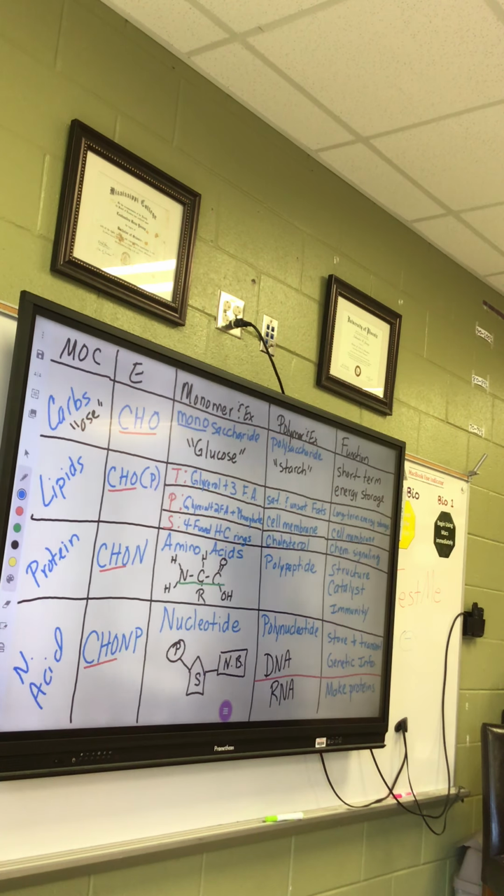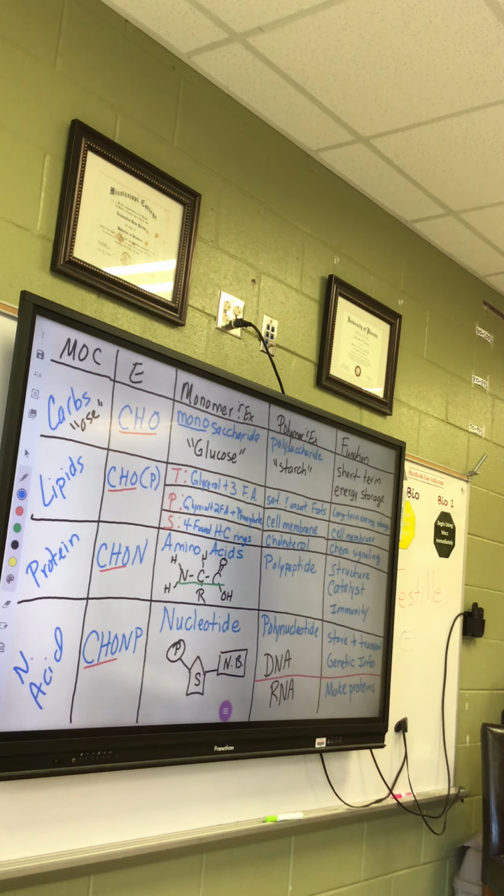What are the elements that make up a protein? Carbon, hydrogen, oxygen, and nitrogen. All right, what's the monomer for a protein? Amino acids. Proteins are made of amino acids.